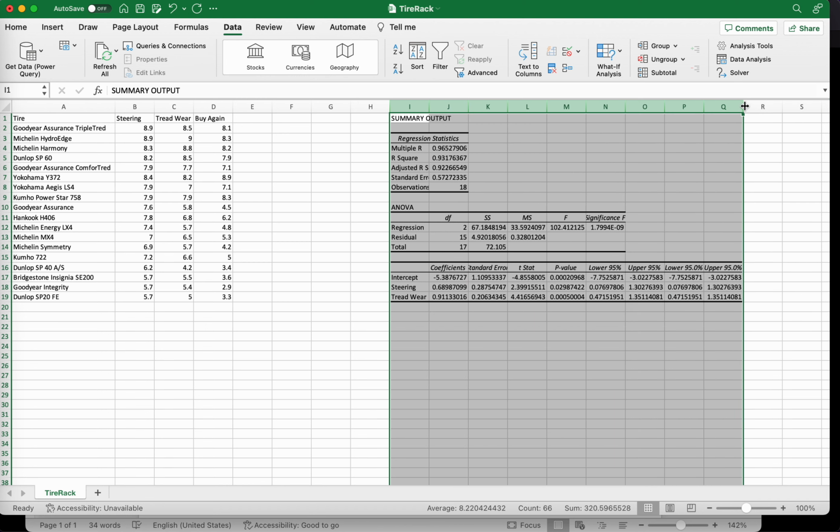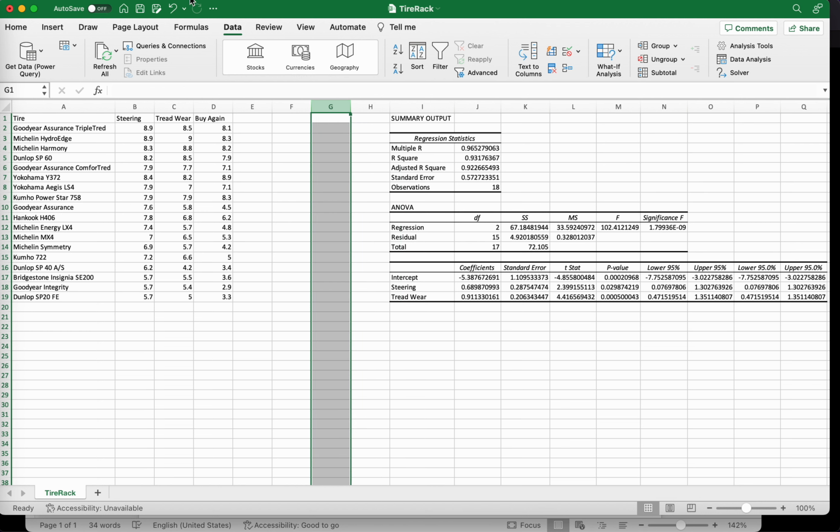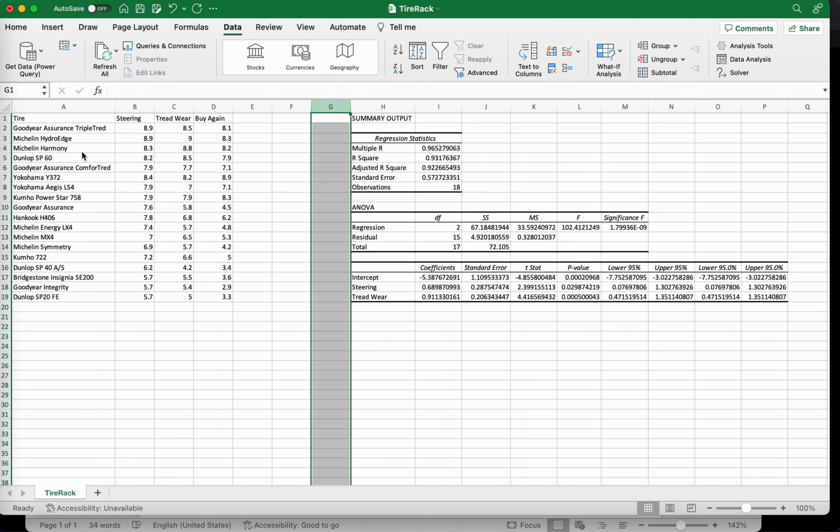Maybe delete one column so I can see everything. Good. So as you can see, this is all the data that you got from the regression output. There are of course very important numbers here, and we'll talk about that in a second, but most importantly, these are the coefficients that we're looking for.